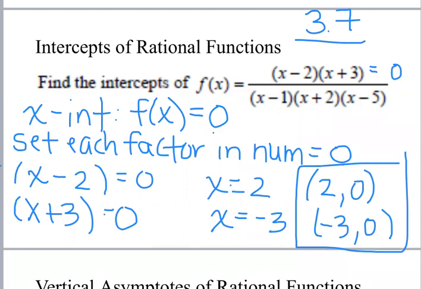Now to find the y-intercept, the y is where we plug in 0 for x.